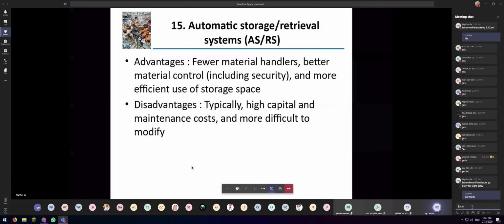The advantage here is your labor cost. You need fewer material handlers, and there's better material control because with automated systems, you don't need to worry if someone's swiping some of your material. And your storage space use is efficient.